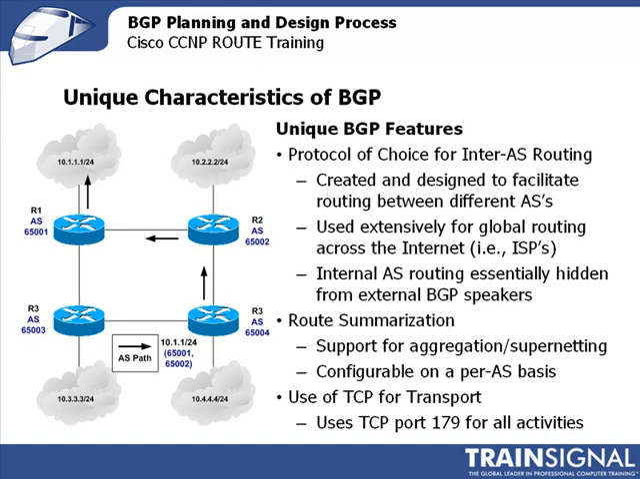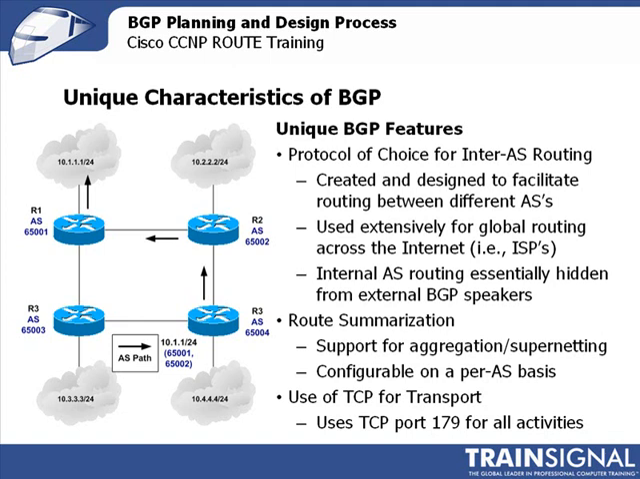I began my career in IT at a small internet service provider in the Seattle, Washington area, and they used BGP extensively in order to be able to do peering with a particular peering point, the Seattle Internet Exchange, as well as their upstream providers. And essentially, the internal AS routing, the IGP, is hidden from external BGP speakers. This is in order to facilitate scale.